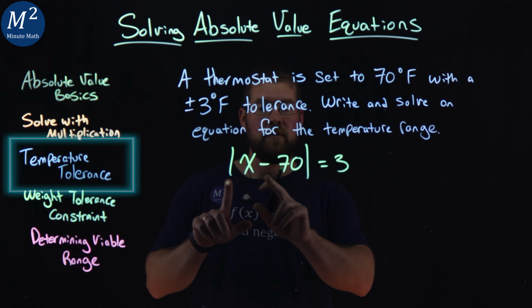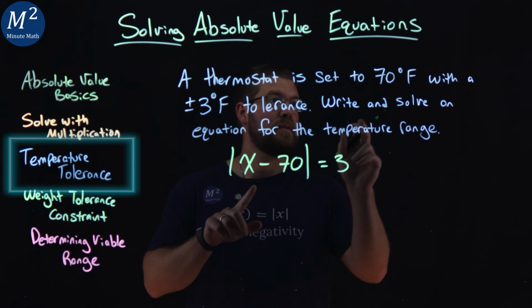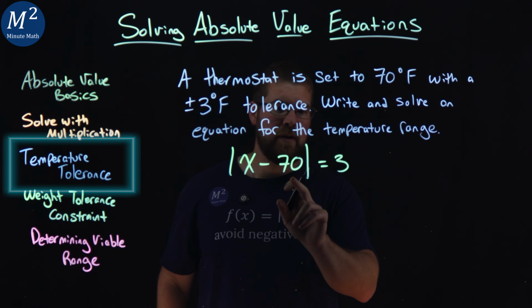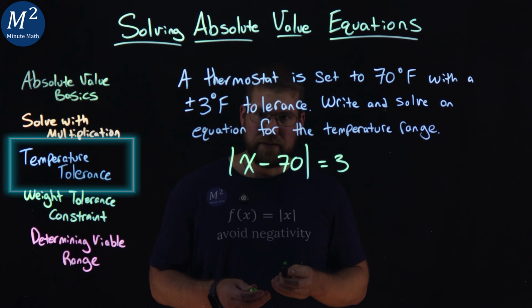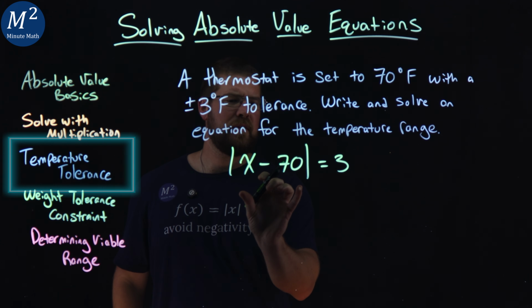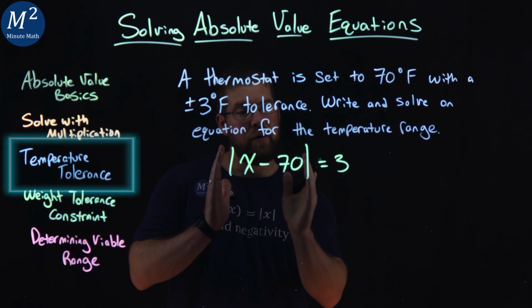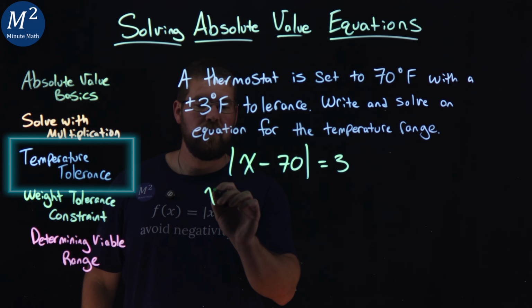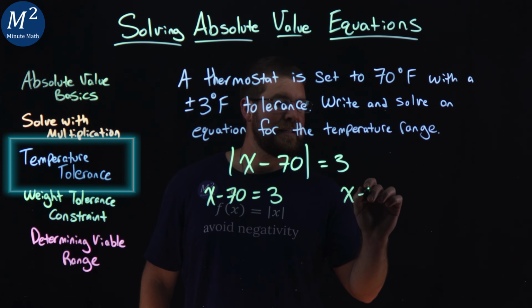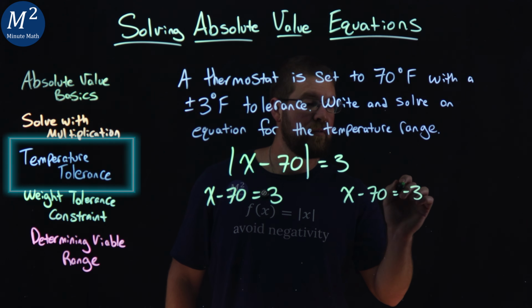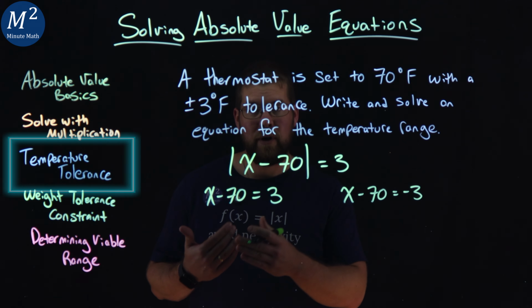We have the absolute value of the values that x can be minus the set point, 70 degrees, and that's going to be equal to 3. So now solving this, we want to separate this into two different equations because we already have the absolute value by itself. So we have x minus 70 here is equal to a positive 3, and x minus 70 is equal to a negative 3. And now we want to solve for x.